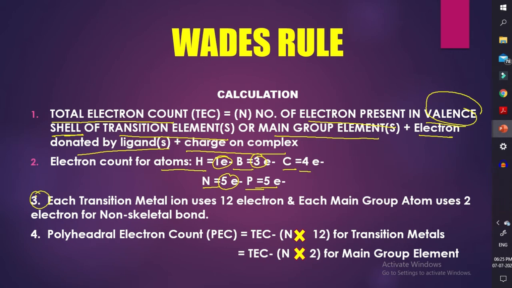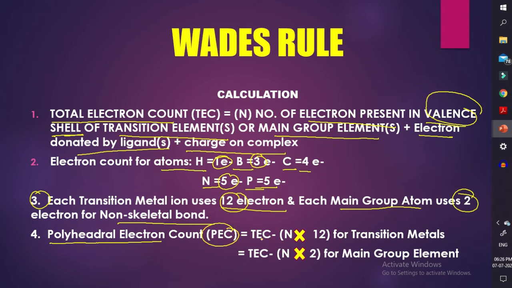Now the third point is the most vital point, where it is said that the transition metal ion uses 12 electrons and the main group atom uses only 2 electrons from the non-skeleton bond. So the transition metal ion uses 12 electrons and the main group atom uses 2 electrons for the non-skeleton bonding. The polyhedral electron count means the electrons used from the skeleton bonding, which is PEC.